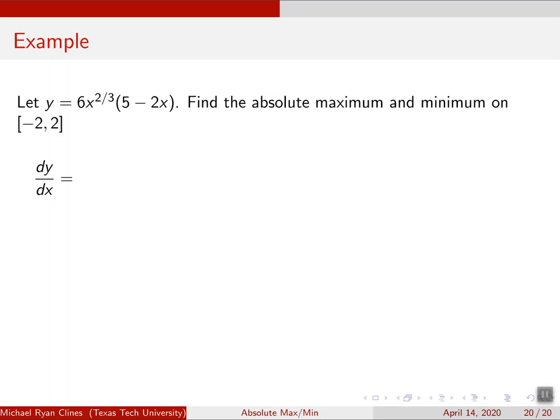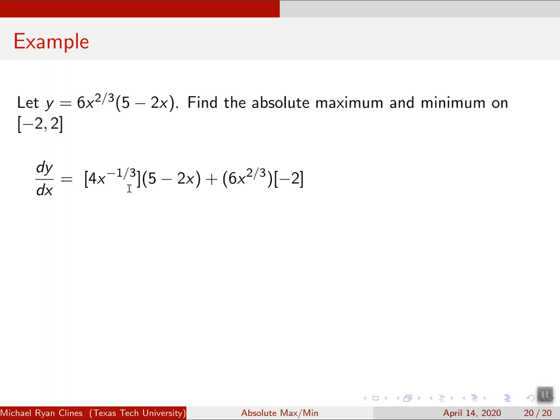So we have 6x to the 2/3 times 5 minus 2x. That's the product of two functions of x with each other. And when you're trying to take the derivative of the product of two functions, we have to use the product rule. It's almost like it was named that for a reason. So take the derivative of the first times the second plus the first times the derivative of the second, where in this case the derivative of 6x to the 2/3 is 4x to the negative 1/3.